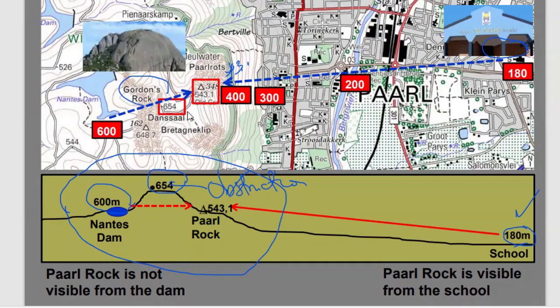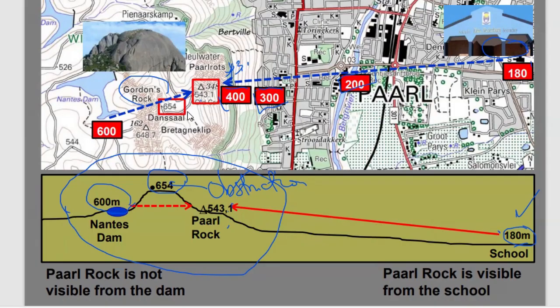the heights crossing this, all these heights are not exceeding 543.1, which is the height of our Pearl Rock here. There is a height of 200 meters indicated here, which is less than 543. And also there is a height of 300 meters here, and a height of 400 meters here. All these heights are not up to 543, which means there is no obstruction between the school and the Pearl Rock, like what is indicated here by this line.